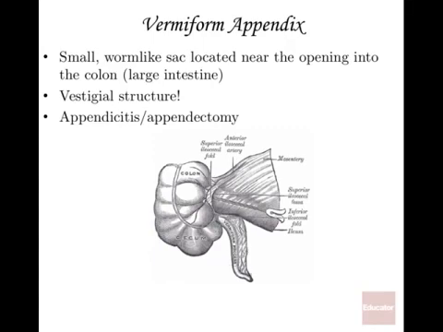The appendix is a small worm-like sac located near the opening into the colon, large intestine, and it's a vestigial structure. If you took biology, you know that a vestigial structure is kind of like a remnant of some part from an ancestor that is reduced in size and it's of less importance, and sometimes it's completely useless. There are different theories about how useful the appendix is.